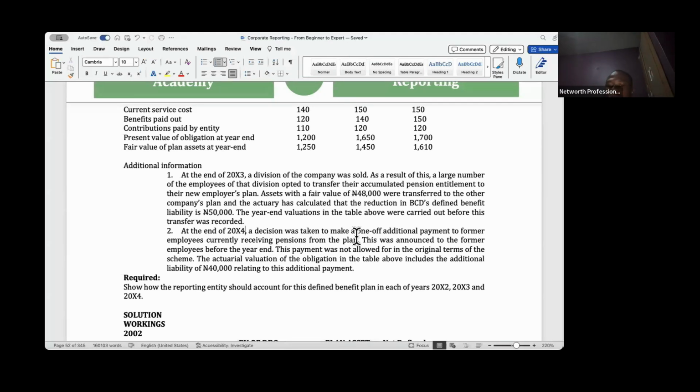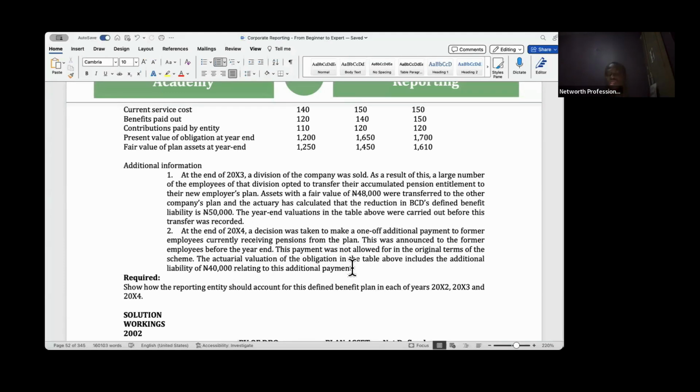They want to make a one-off additional payment. Now let's know what that payment is meant for. So let's go ahead. They said this was announced to former employees before the year end. This payment was not allowed for in the original terms of the scheme. The actuarial valuation of the obligation in the table above includes the additional liability of 40,000 relating to these additional payments.